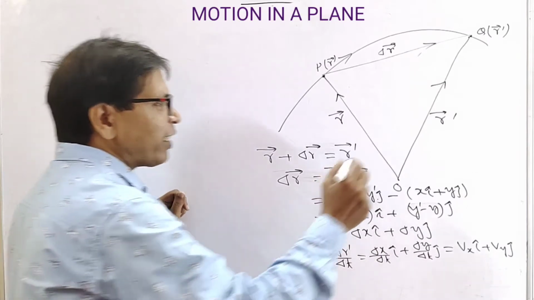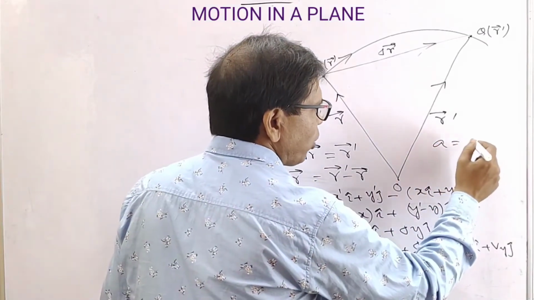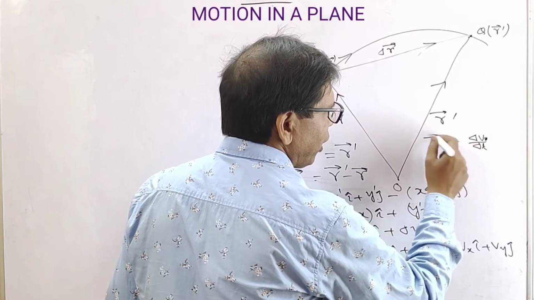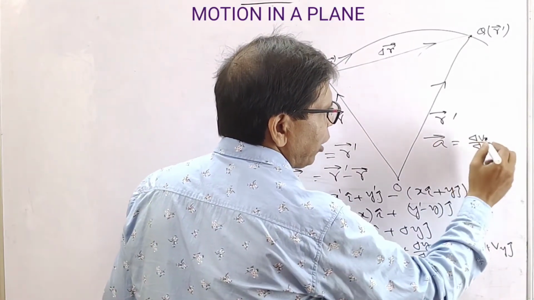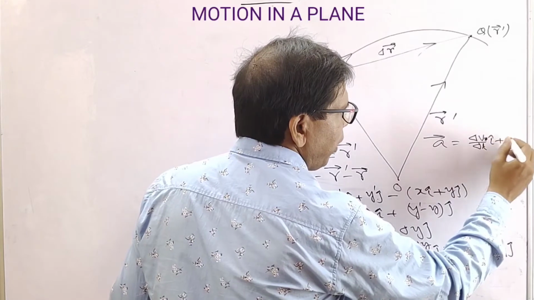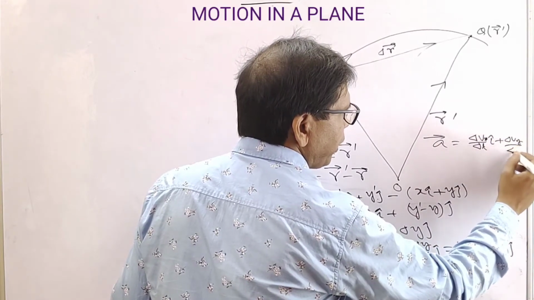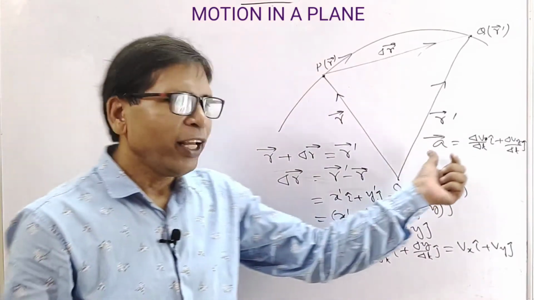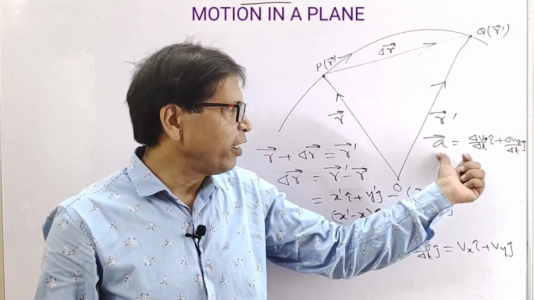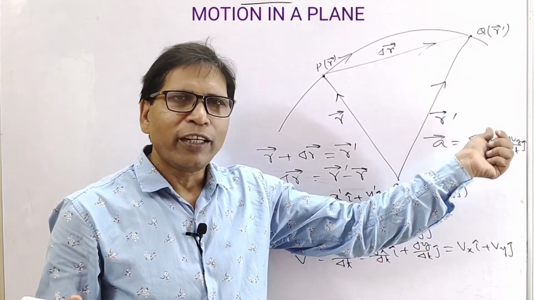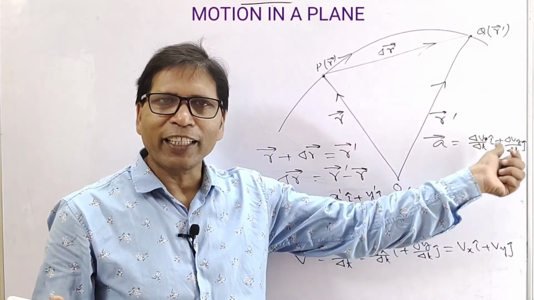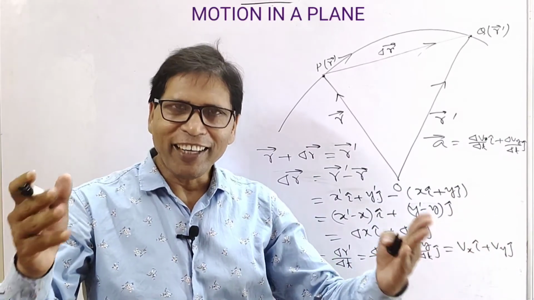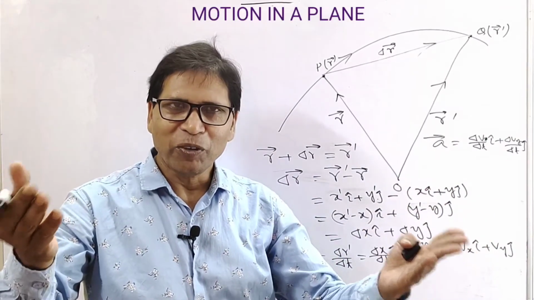Now acceleration a is equal to Δvx by dt. Acceleration a vector equals Δvx by dt i cap plus Δvy by dt j cap. In the same way, instantaneous acceleration a vector equals dvx by dt i cap plus dvy by dt j cap. Okay, now a numerical.